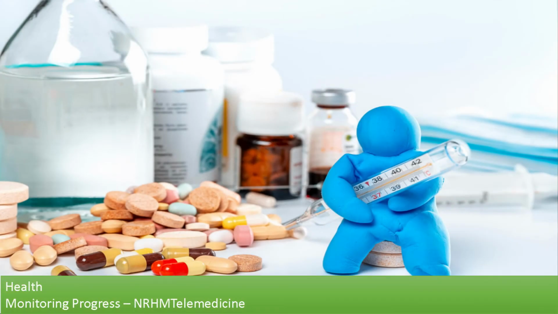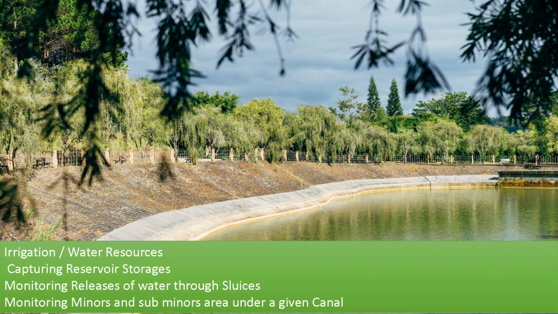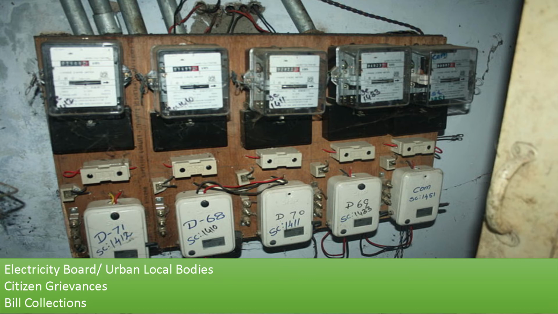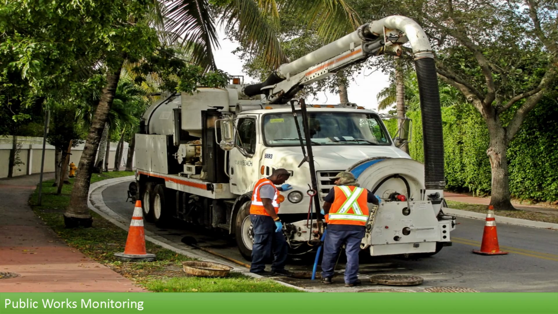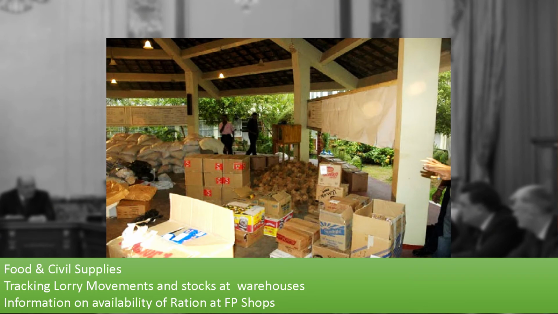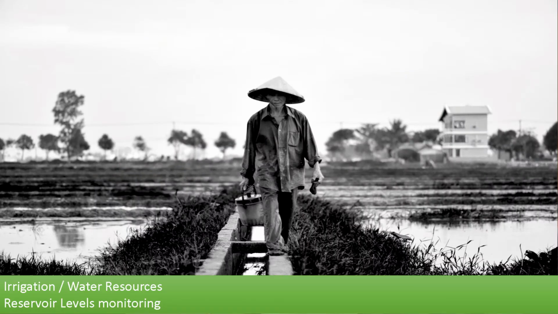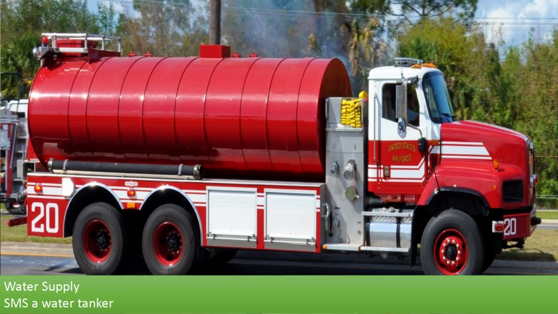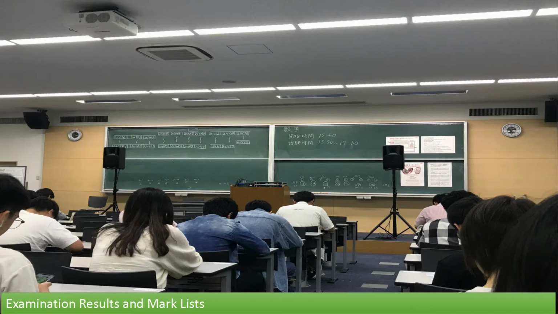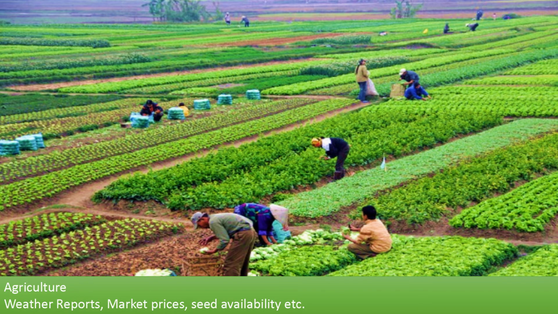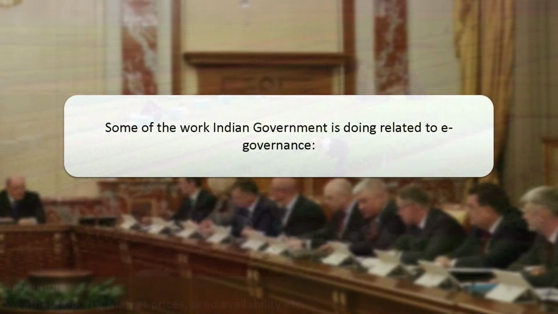M-administration, if you talk about it, there are various segments where it is making its presence felt, like health, monitoring progress, telemedicine, irrigation, water resources, capturing reservoir storage, monitoring release of water through sluices, monitoring miners under a given canal, electricity board, citizen grievances, bill collection, public work monitoring. Some mobile applications in e-governance are food and civil supplies, like tracking lorry movement and stock at warehouses, reservoir levels monitoring, grievance redress, garbage dump removals, SMS a water tanker, rail ticket booking, examination results, and in agriculture, weather reports, market prices, seed availability. So this is what is going on.